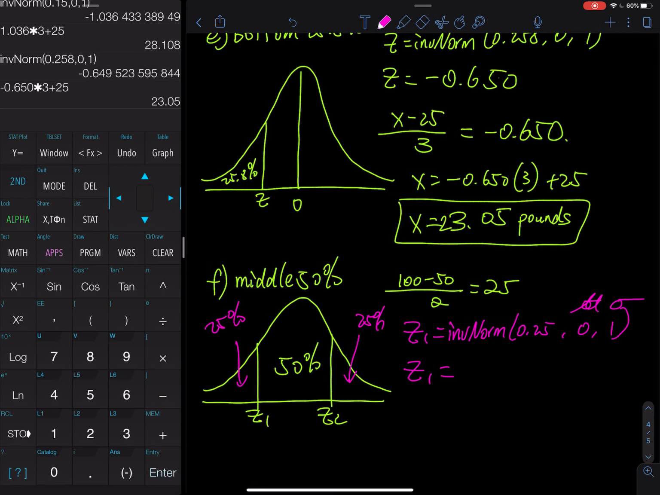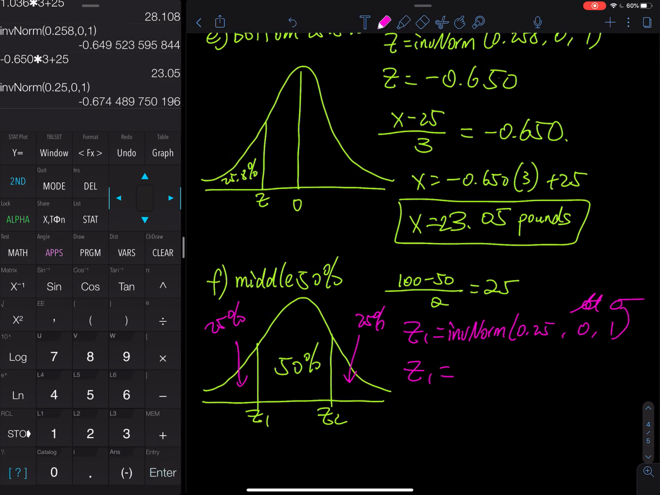Second vars and then inverse norm 0.25, comma 0, comma 1. So if you are using a newer calculator, just type them in each row. They will ask you what to input. That calculator, you don't need to use a comma. They will separate it for you. But the older calculator, you do have to use a comma to separate the numbers by yourself. So that is negative 0.674. All right, then Z2 is positive 0.674.